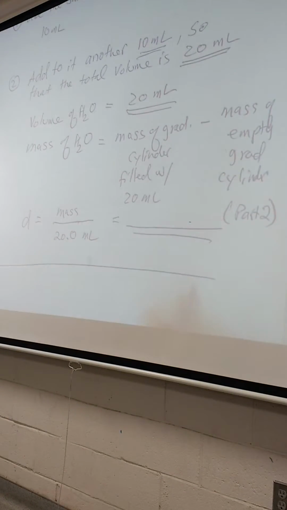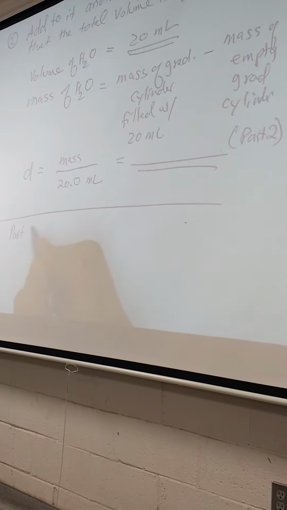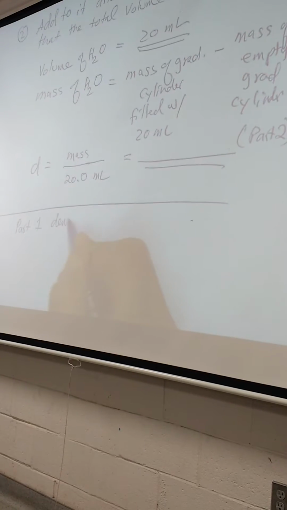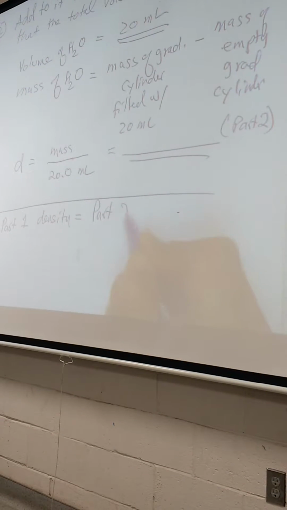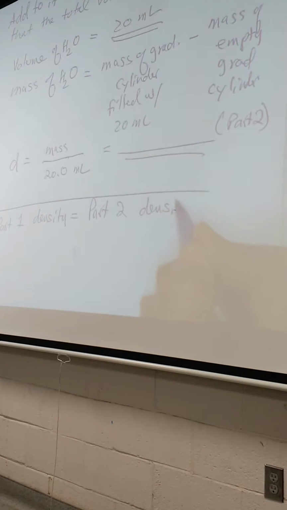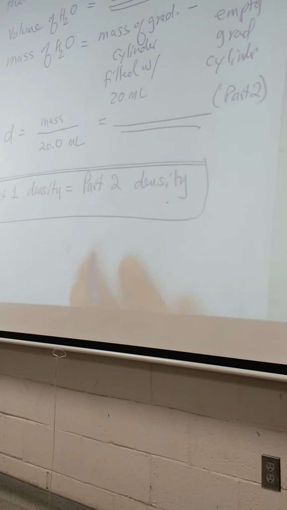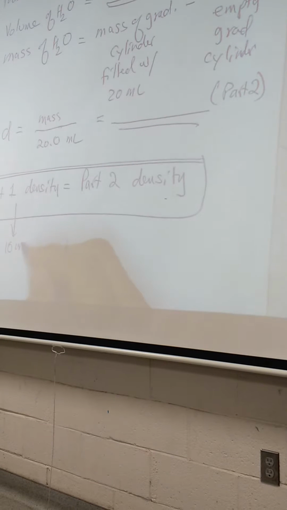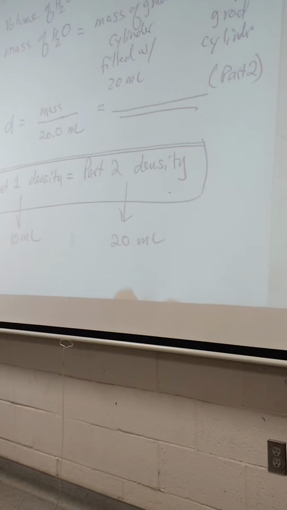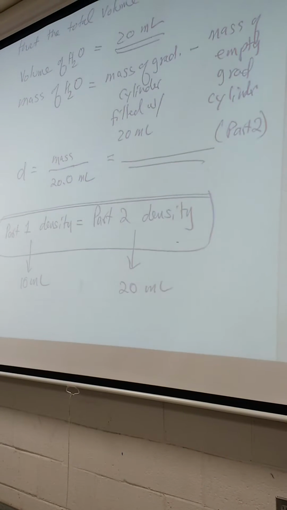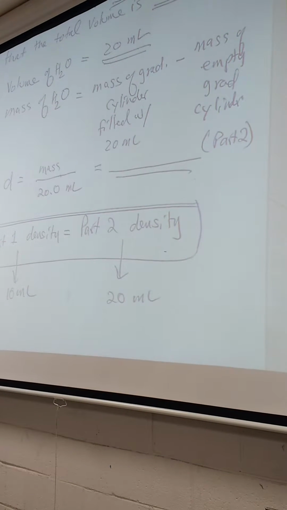So, if you have done part 1 very well, the density has to equal what? The part 2 density. See here? The 10 moles here, this is for the 10 moles, has to equal what? The 20 moles density. That's what it says. If we have done a very good job, it has to be the same for 10 moles and 20 moles. So now we have a reference for this.